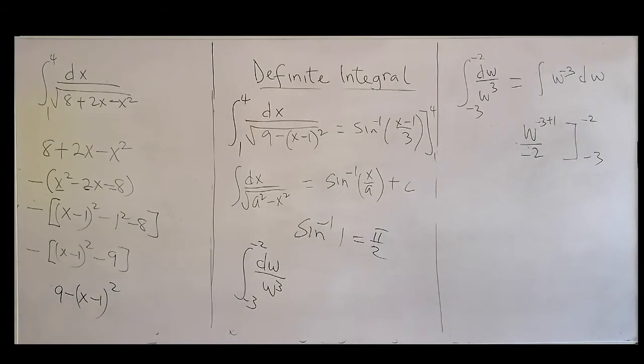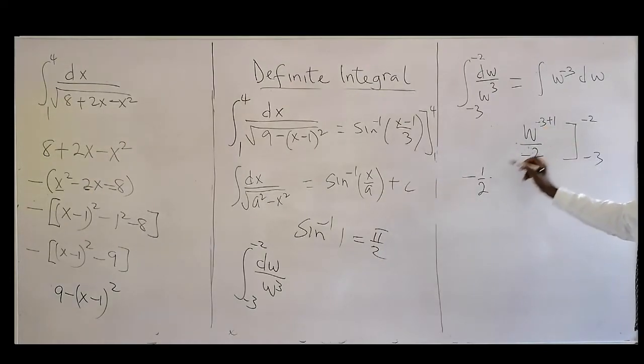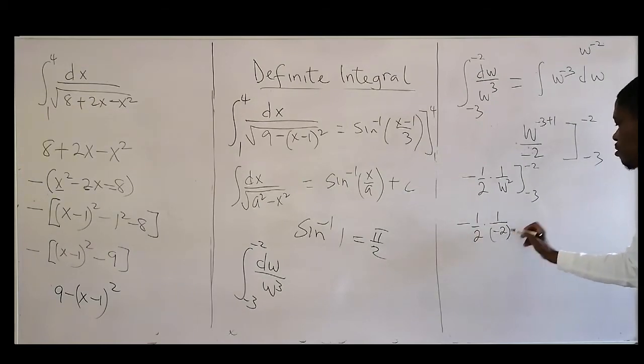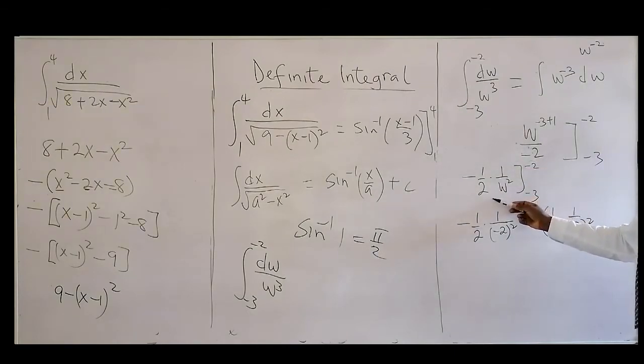So let's do the arrangement there. So the half can go, that will be minus 1 over 2. And this one is what? This is w to the minus 2, which is equal to what? 1 over w squared. So that's the arrangement we need to do. Then we begin to substitute, which will be 1 over 2 times 1 over minus 2 squared. Then minus, open bracket because of negative here, 1 over 2 times 1 over minus 3 squared. The upper is always upper minus lower boundary. You substitute the value of the upper in that expression, minus the value when you substitute the lower boundary there. And that's how we do that.